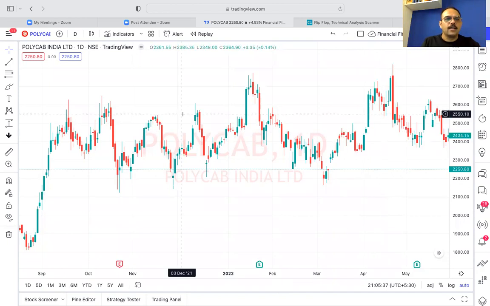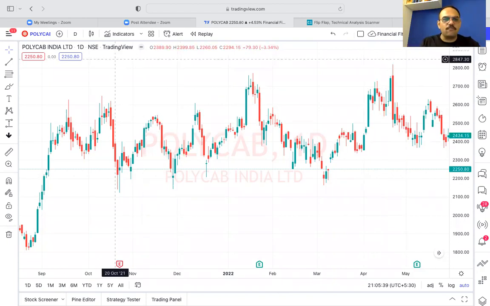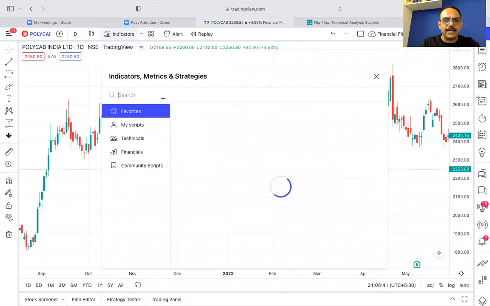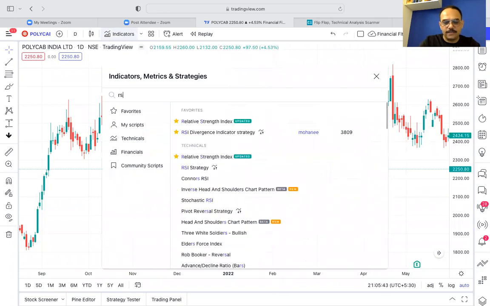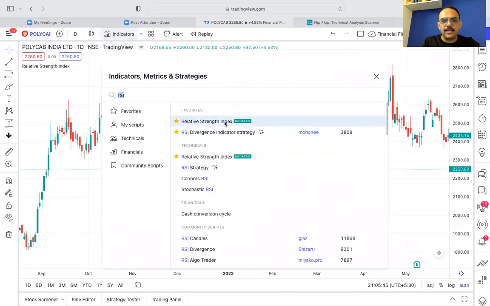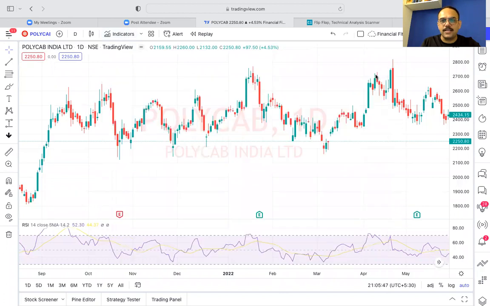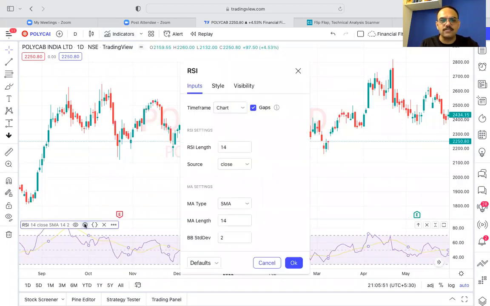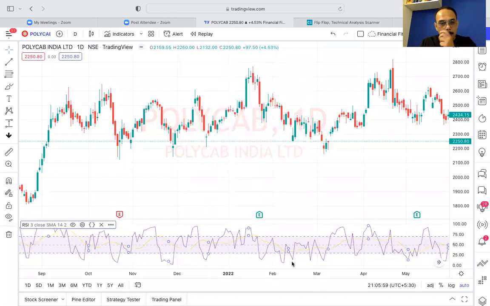Okay, great. Now step number 1, what we have to do is go to indicators and bring in the RSI. Once we pull in the RSI, the default value is 14 days. So we go to the settings, Inputs, and change the RSI length to 3 days. Okay, now we have RSI length for 3 days, so the RSI will change.